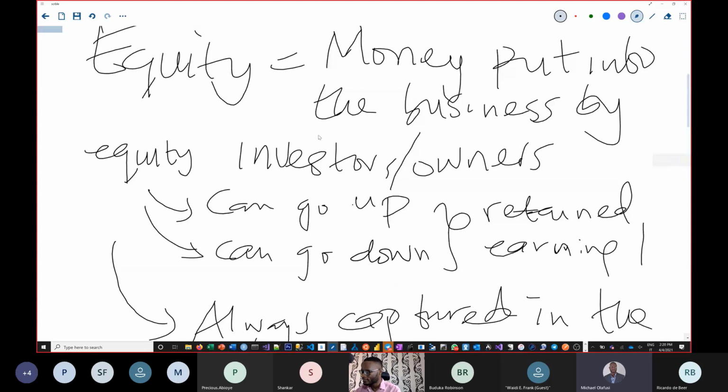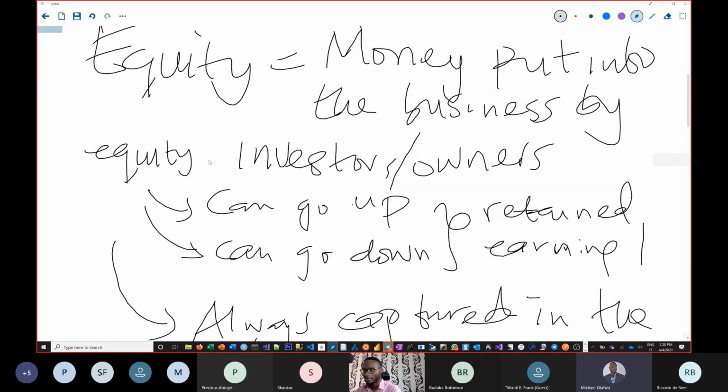So equity is the money that investors, owners put in the business. Just to be technically correct, I said equity investors, because some people will also consider those who give you money as a loan to be investors. So we have two types of capital sources for every business: there's the equity and the debt.